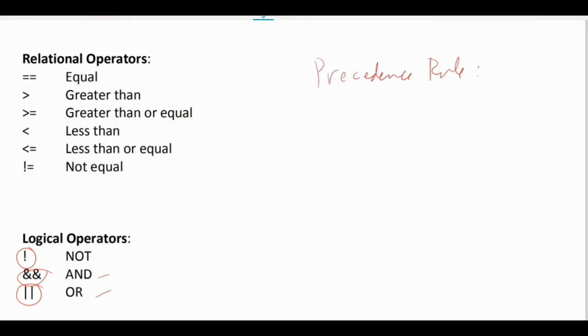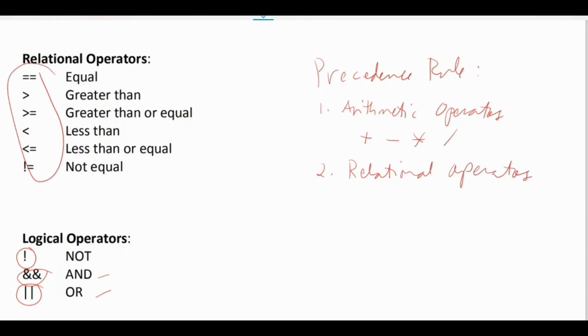For the precedence rule of the operators, what is precedence rule? This is the rule that tells us the priority of the operators, which is performed first, second, third, and so on. Now, the first priority are the arithmetic operators, the addition, subtraction, multiplication, and division. The second priority is the group of relational operators, which are this. And the third priority is the group of logical operators.